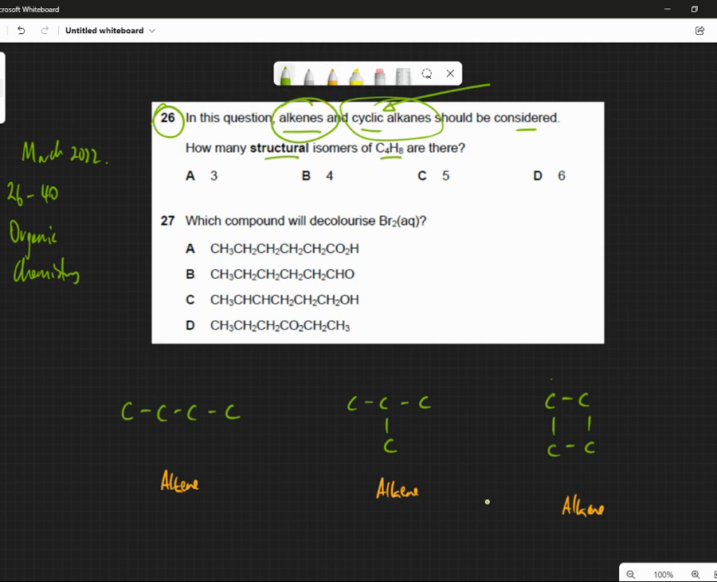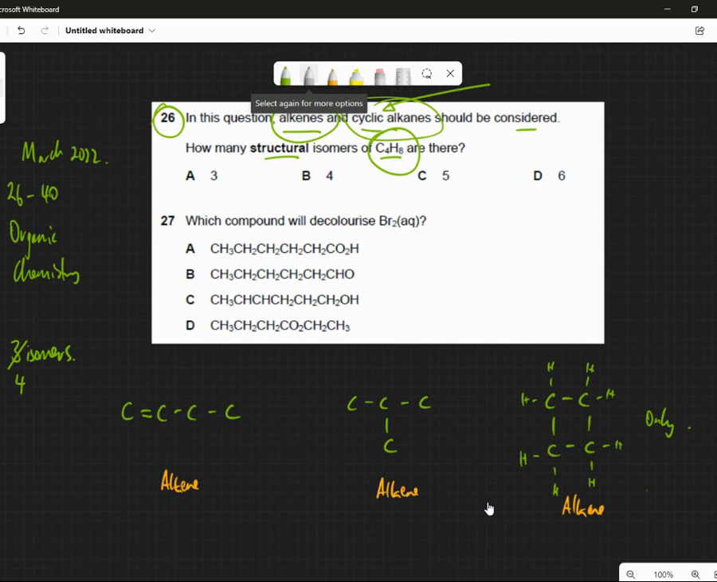This is C4H8, which is the one we've got to do. So this is the only alkane. It's the only one, there's no other ones. Now, obviously at the moment we have three isomers. What we've got to do with the other two is change the position of the double bond. So the double bond could be here, and this straight one, that makes four isomers.